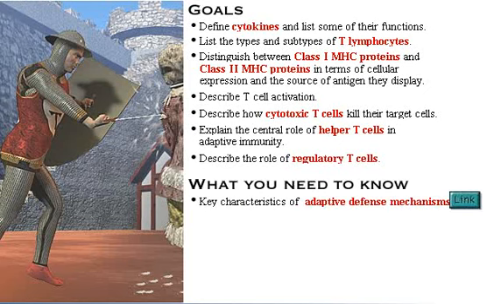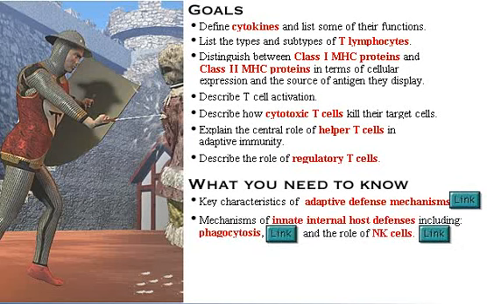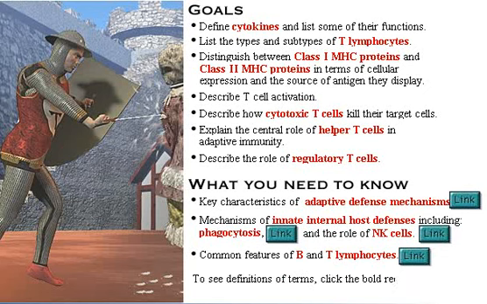The key characteristics of adaptive defense mechanisms. The mechanisms of innate internal host defenses, including phagocytosis, and the role of natural killer cells. The common features of B and T lymphocytes. To see definitions of terms, click the bold red words.